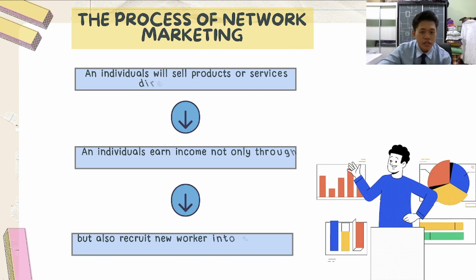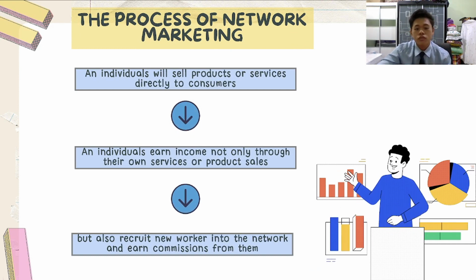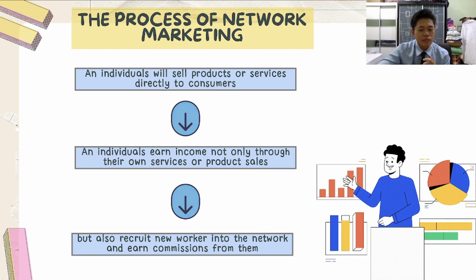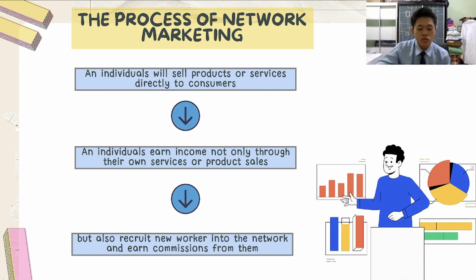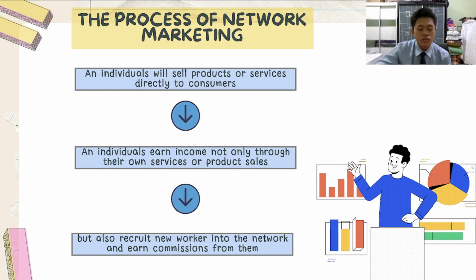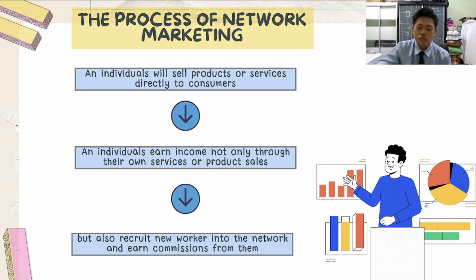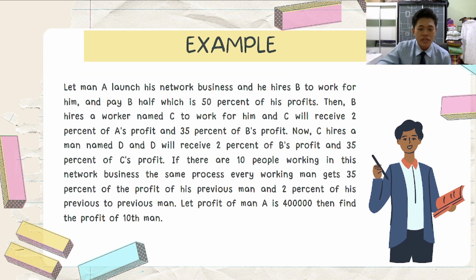Let's look at the process of network marketing. Firstly, an individual will sell products or services directly to consumers. Then the individual earns income not only through their own services or product sales, but also by recruiting new workers into the network and earning commission from them. This process will continue with the new workers and so on. To have a clear understanding, I've provided one example question here. So how to solve it?